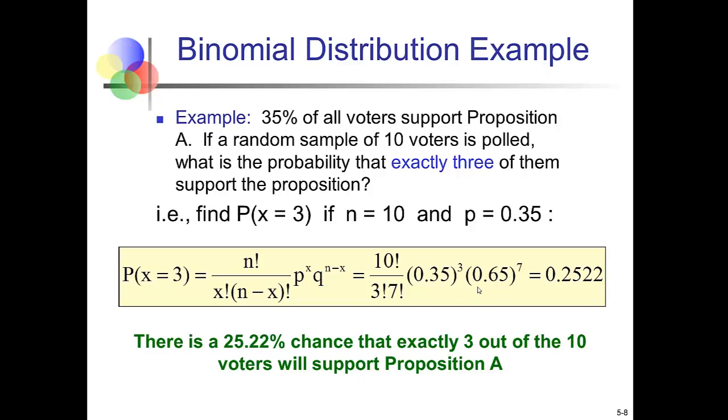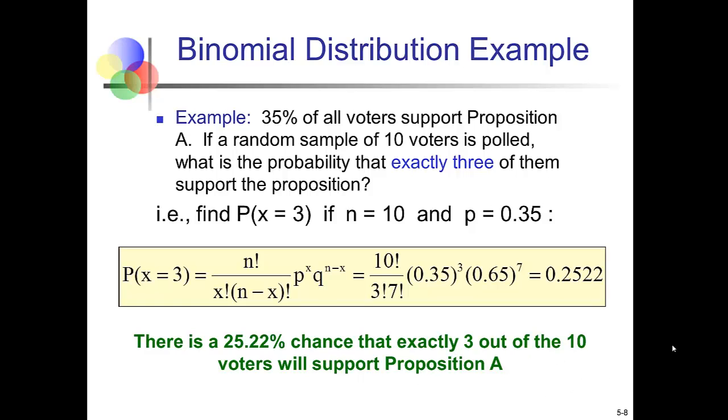That means our probability of failure is 65%. So 0.65 for each of the individuals in our sample that don't support the proposition. 0.65 times 0.65 times 0.65 7 times, because we're assuming 3 support and 7 do not support the proposition. If we simplify this, we get 0.2522, or there's a 25% chance that exactly 3 of the 10 voters will support proposition A.